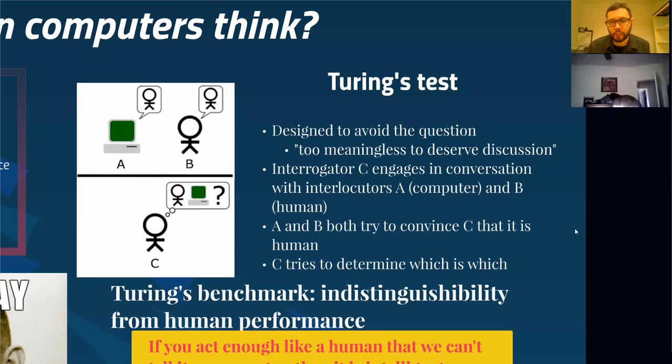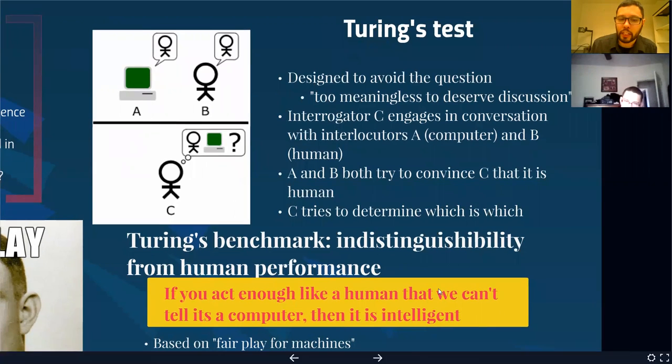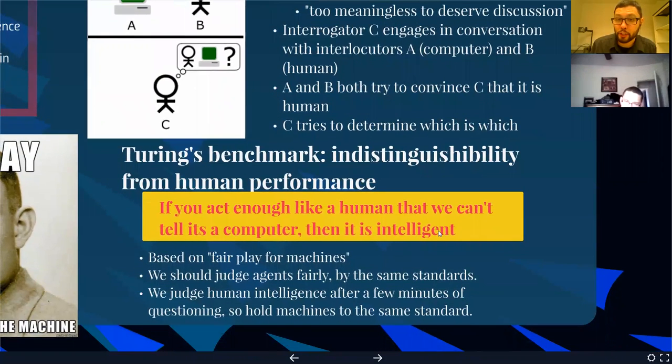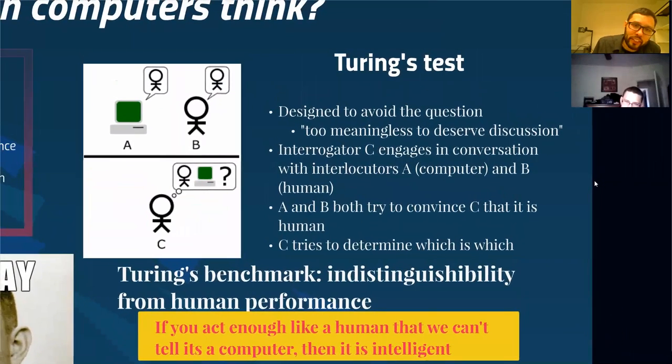So indistinguishability, right? So we can call this Turing's benchmark, indistinguishability from human performance. If the machine can perform at a human level so that we can't tell that machine apart from any other human, then we should also consider the machine intelligent. If you act enough like a human that we can't tell that you're a computer, if you can pass for a human, then we should consider you intelligent. Why? Why should we consider you intelligent if you can behave like a human?